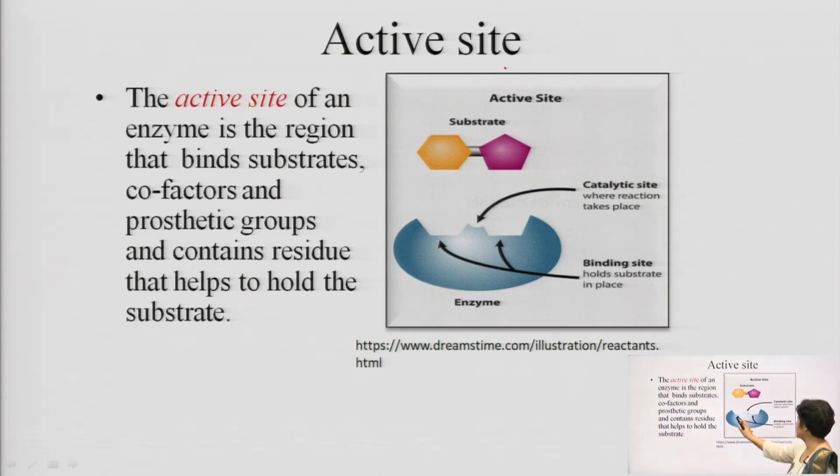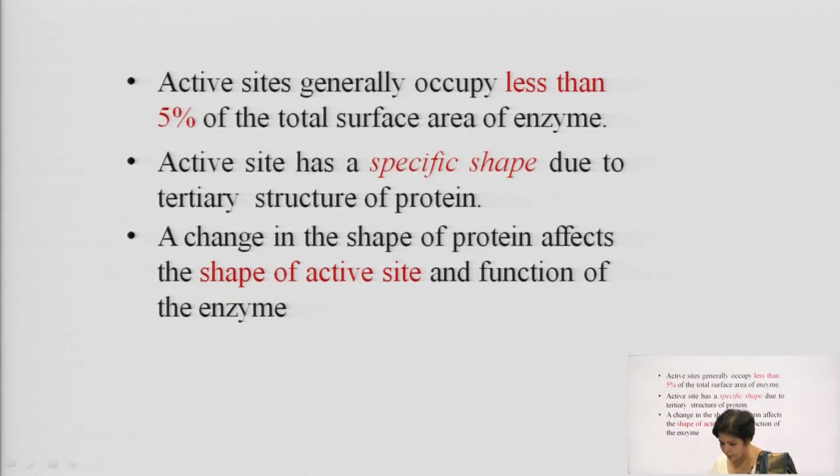You can see here this is the enzyme. These large groups are the binding site, holding the substrate in place. This is the small little groove which is called a catalytic site where the reaction will take place, and this is the substrate. This is called as active site.